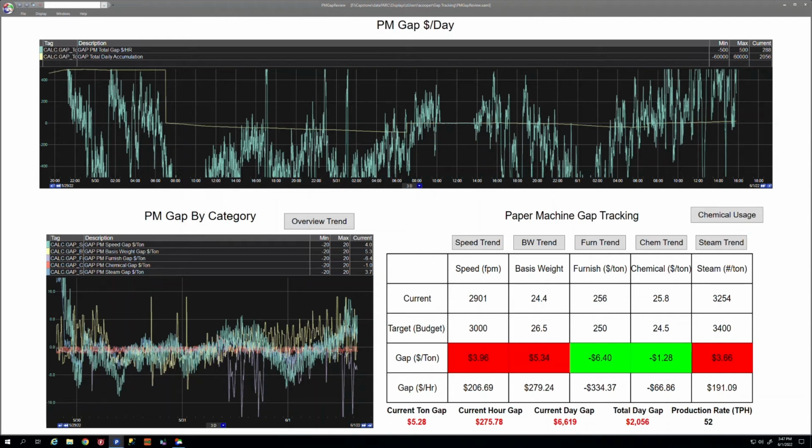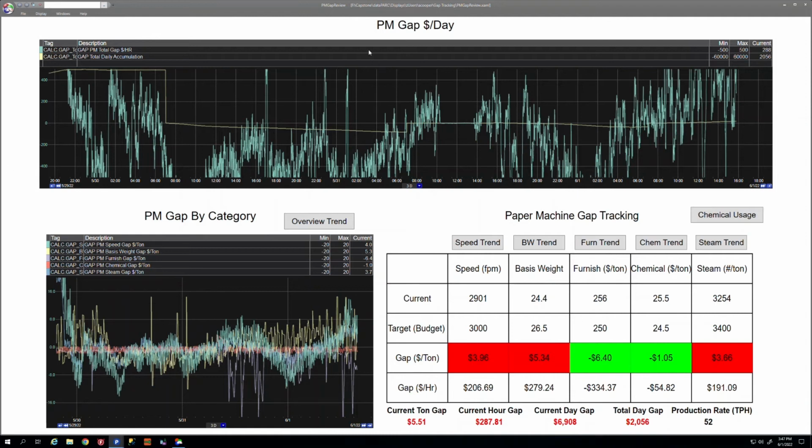So what you see here is an example of a gap tracking display from one of our customers. And in this case, the finance department noticed that they were spending above their monthly target for chemicals. We're going to take a look at our display here and see if we can figure out a little bit about why that is happening.